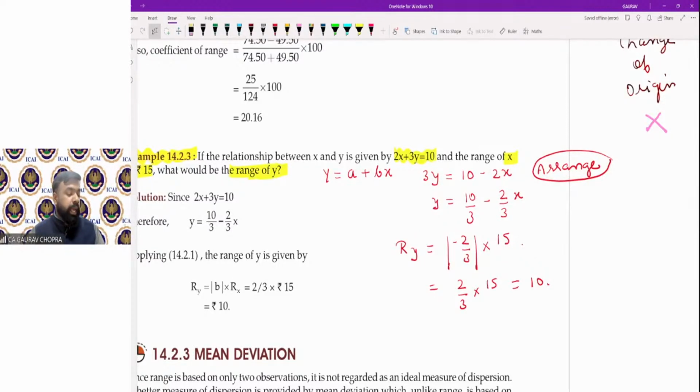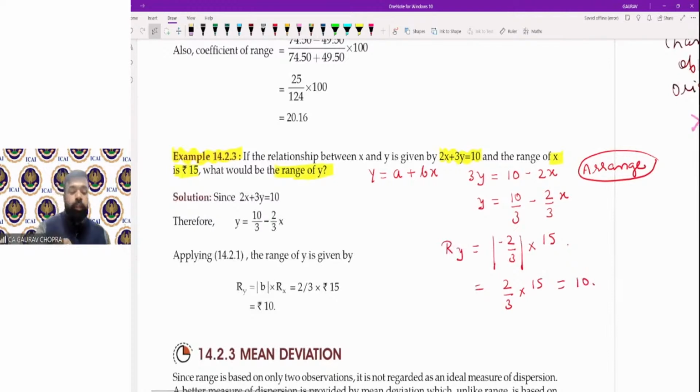Anjali is asking how Rx was calculated. See, Rx is already given in the question. It is already written that range of x is 15. So range of x is already given. You have to find only range of y. Okay.